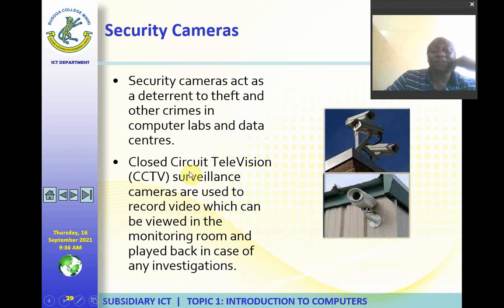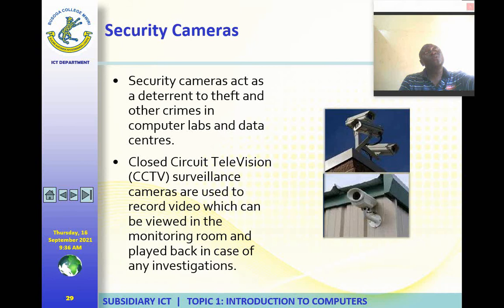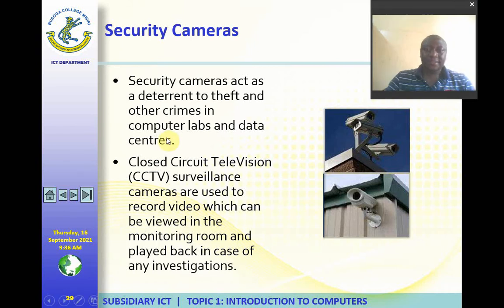CCTV in full is closed circuit television. These are surveillance cameras. They are used to record video which can be viewed in monitoring rooms. They play back in case of any investigations. So why do we have them there? You have a camera to help you get the playback video at any time that you need it.